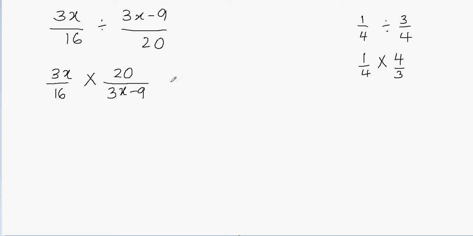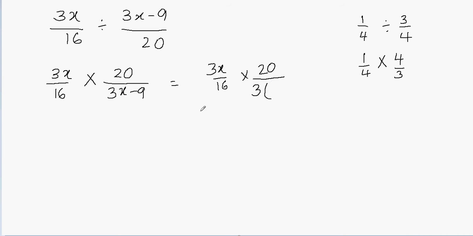Now let's see how we can simplify this. I can simplify the denominator here. I'm going to write this as 3x over 16 times 20 over, let's see, what can I factor out from here? I see that 3 and 9 are both divisible by 3, so I can factor out 3 because it is common in both of them. So I'm going to factor 3 out.